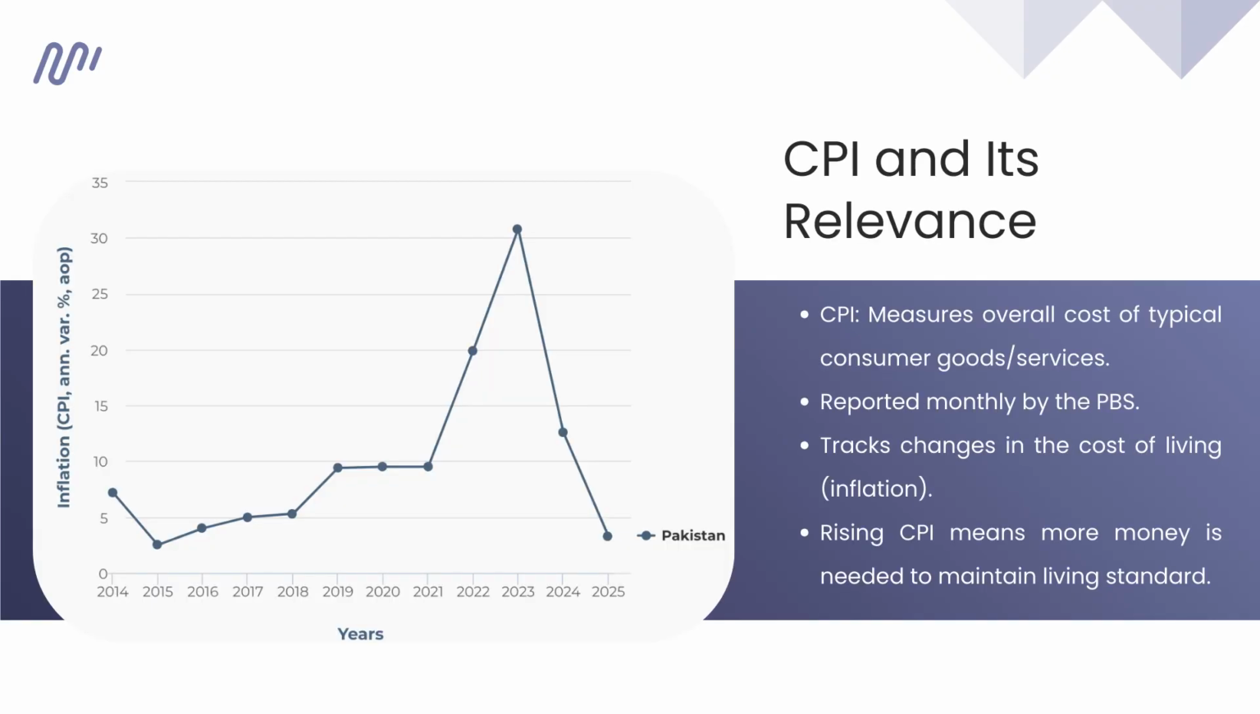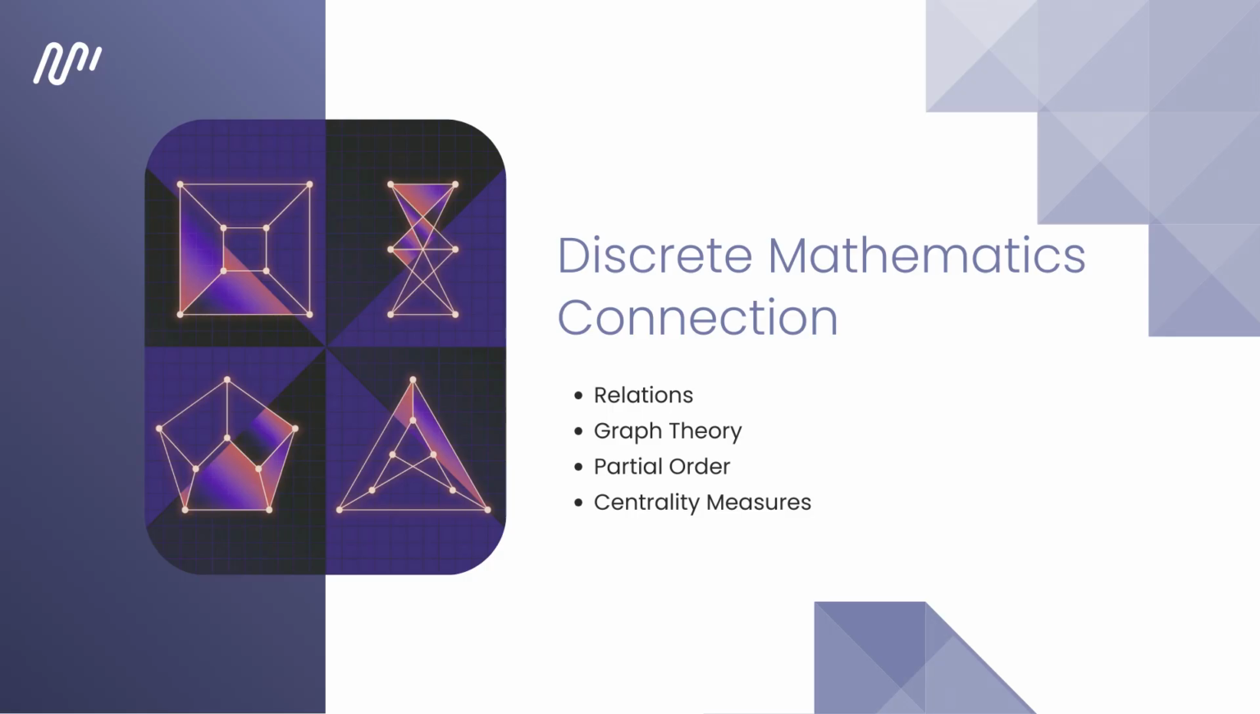CPI data reflects economic conditions, inflation patterns, and market dynamics. By using cosine similarity, we measure how aligned price movements are between cities. Network analysis then reveals which cities are central hubs in the economic network, helping identify price leaders and market influencers over this 2-year period. This project applies core discrete mathematics concepts such as relations, graph theory, partial orders, and centrality measures to real-world economic data.